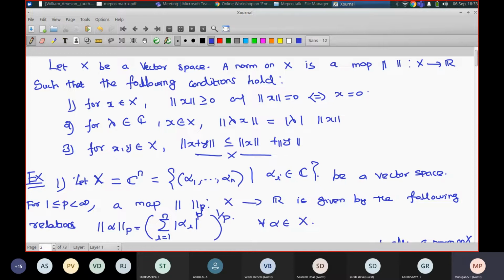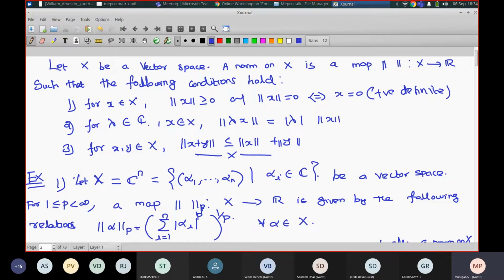So what is a norm on X? It is a map from the vector space X to R which satisfies the following properties. The first condition is the positive definite condition: the norm of x is always non-negative, and the norm of x equals 0 if and only if x equals 0. This condition is the positive definite condition.